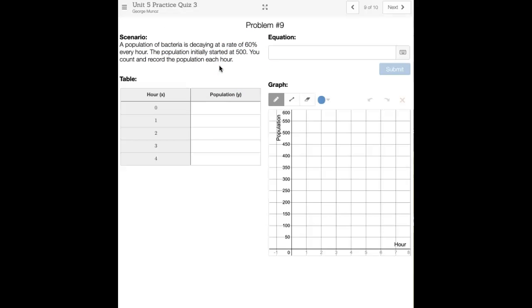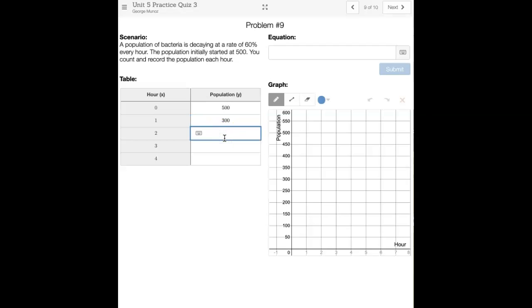Technically, I would say it's probably decaying to where there's 40% left if it's decaying at a rate of 60%, but maybe not. Maybe there's 60% remaining. So either way, this is what we're going to say. Population initially started at 500. I'm going to go ahead and start with the table. If it started at 500 and then only 60% is left after each hour, well, 60% of 500, that's 0.6 times 500 is 300.